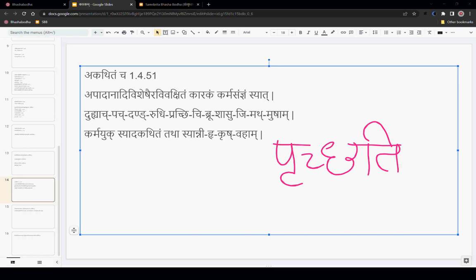"शिक्षकः छात्रं प्रश्नं पृच्छति." Shikshakah, chatram. So in this case also, chatram or chatrat, prashnam prichchhati.